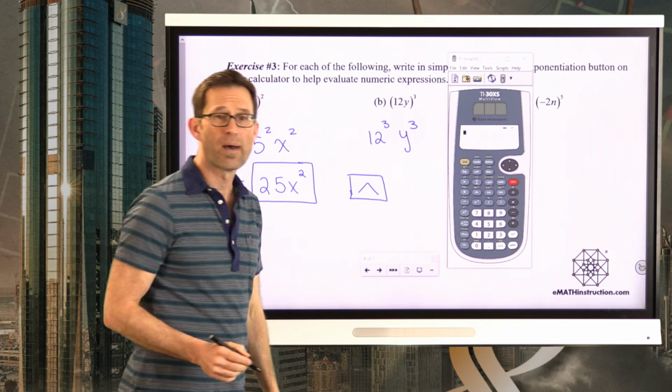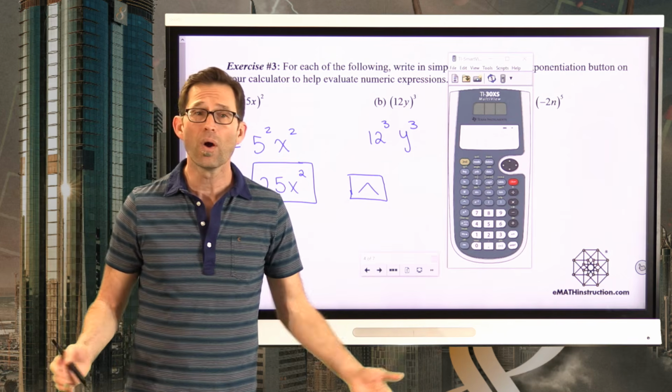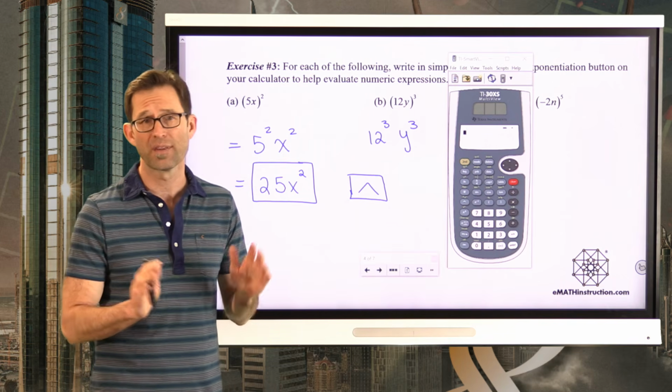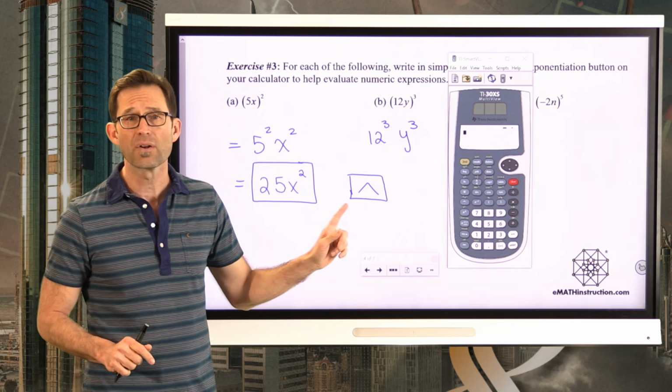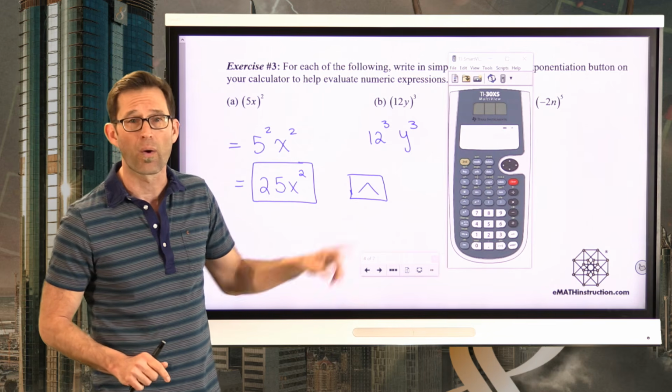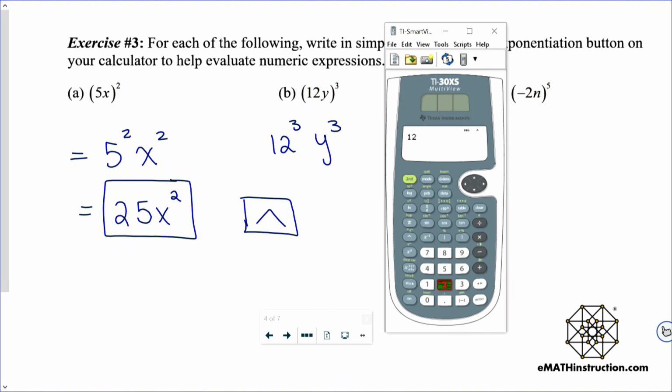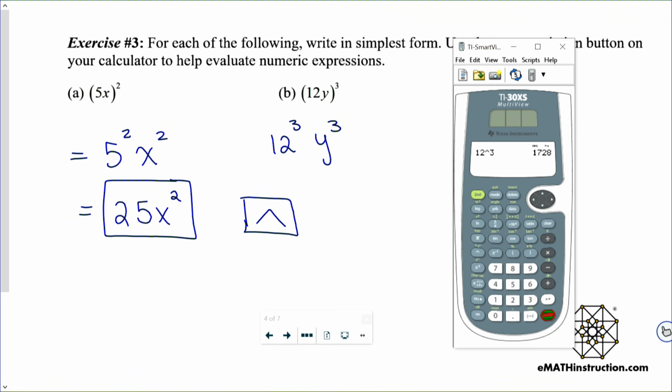The technical name for that button is the caret button. I don't know why. It doesn't look like a carrot to me. It's even spelled different than the word carrot, but that's what it's called, the caret button. And this literally means raise this number to this power. So if I want 12 to the third, I'm going to do 12, the caret button, and the 3, right? And that's going to give me 1,728. So 1,728 y to the third.